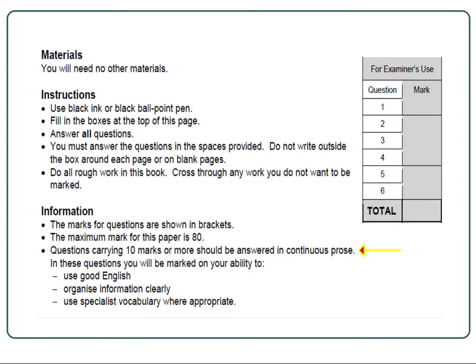The instructions from the front page of your exam paper tell you that questions carrying 10 marks or more should be answered in continuous prose. This means that you are required to write with full sentences and paragraphs. Therefore, no bullet points or lists here for this question. And that's going to be the case for any question worth 10 marks or questions worth more than 10 marks, 20 or 30.